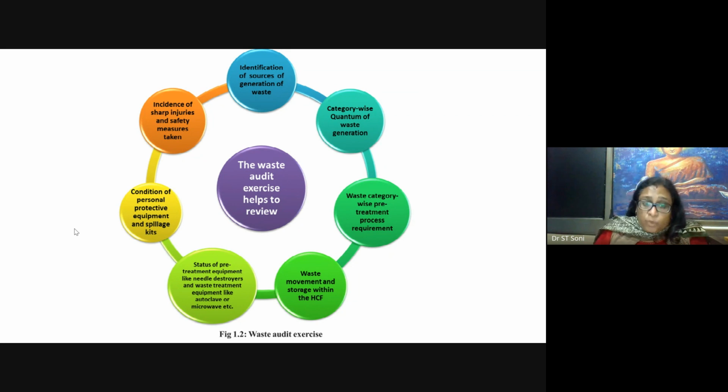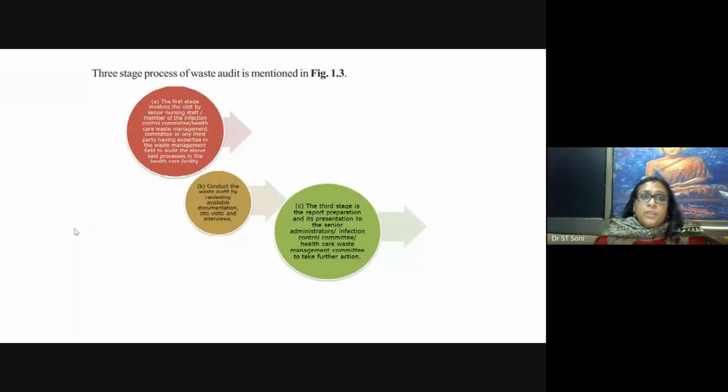Okay, pre-treatment, what has happened? Do you need an autoclave or microwave? What should be the capacity of that? Personal protective equipment is definitely very, very important, and it's a part of the biomedical waste only. And the incidence of sharp injuries, what are the measures to be taken? So this is how we will do our audit of the waste, and we will improve the biomedical waste management in our own facilities.